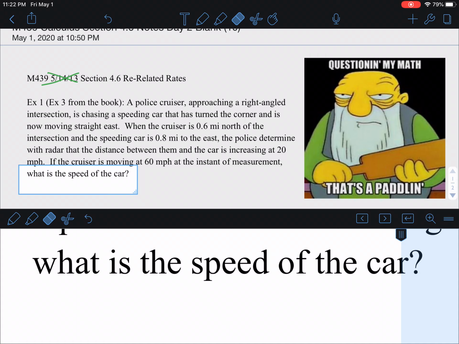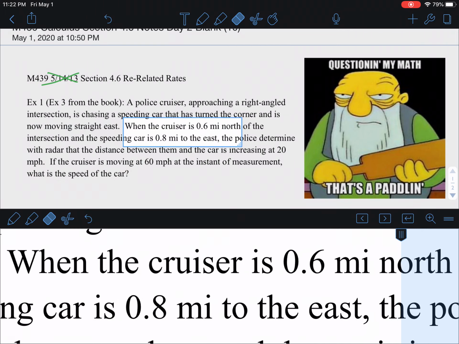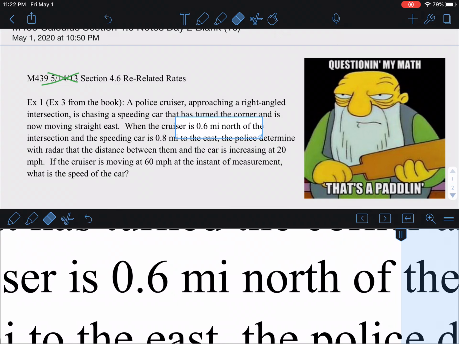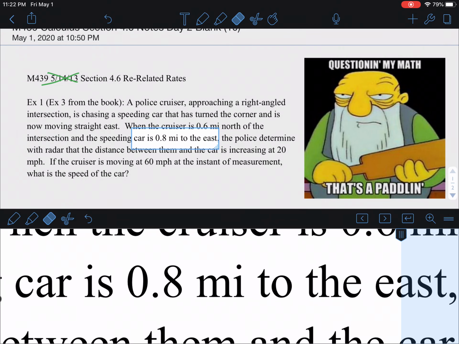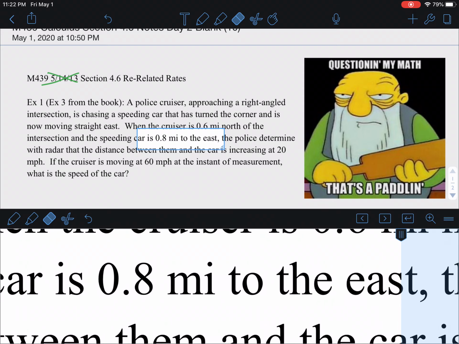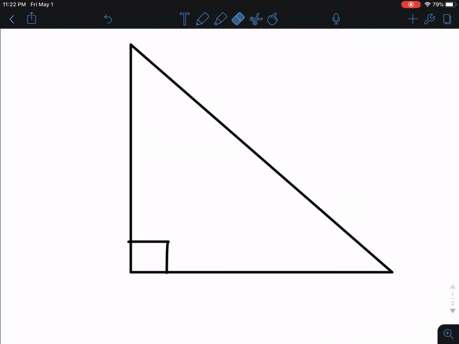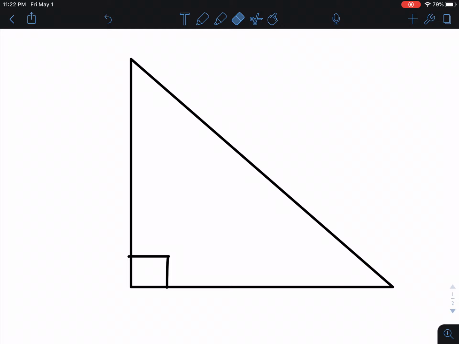Okay, really good practice question here. One little piece of advice in a question like this is to think of this as kind of like a Google Maps type of view. You are looking from the top down onto this high-speed chase. Now, we know the cruiser is 0.6 miles north of the intersection. The speeding car is going to be to the east of that intersection. And so that's going to give me a right triangle like this.